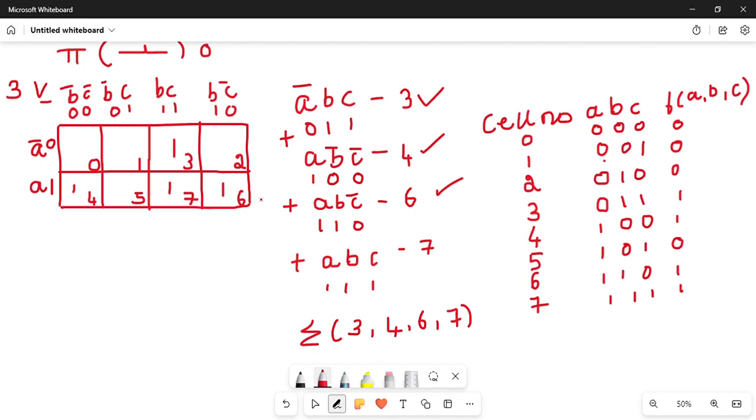If the expression is given, they gave you the expression, it is nothing but f of abc is equal to a bar bc plus a b bar c bar plus a b c bar plus abc, which is written over here. This is what they gave.